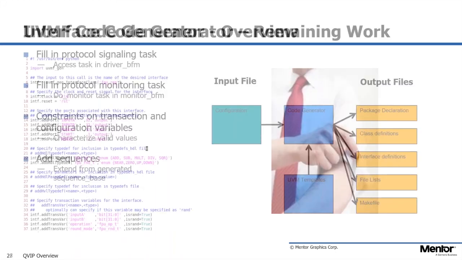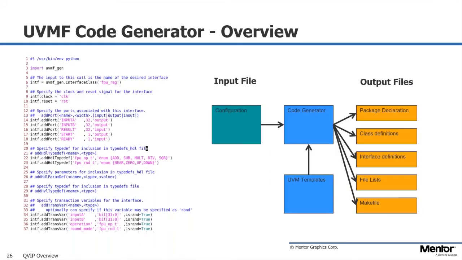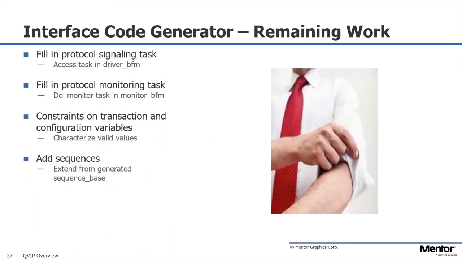The tasks you have left to do, because this is pulling a bunch of that boilerplate code, the tasks you have left to do in the UVM framework is that you need to go in and add your value added thing.